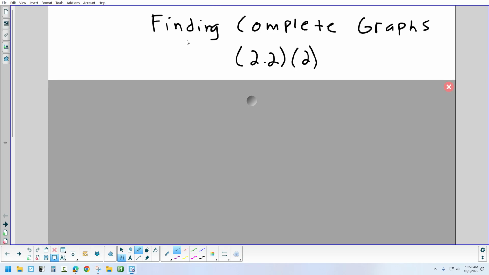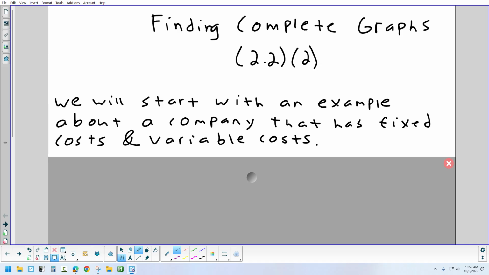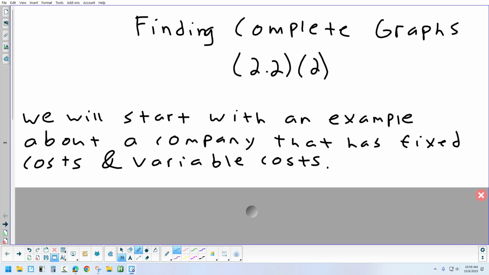All right, so we're going to start off looking at section 2.2, well, second part of section 2.2, which is on finding complete graphs. So we're going to start with a word problem right away about a company that has two kinds of costs. They have fixed costs, and then they also have variable costs.